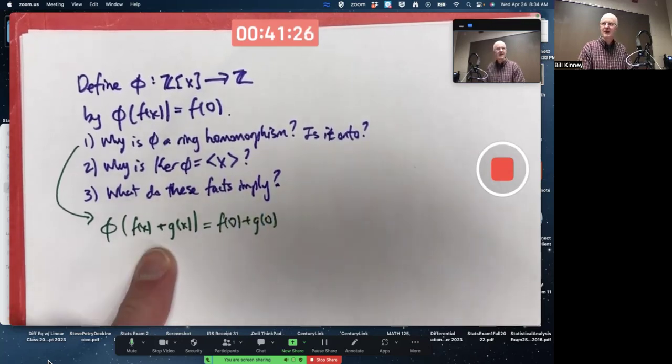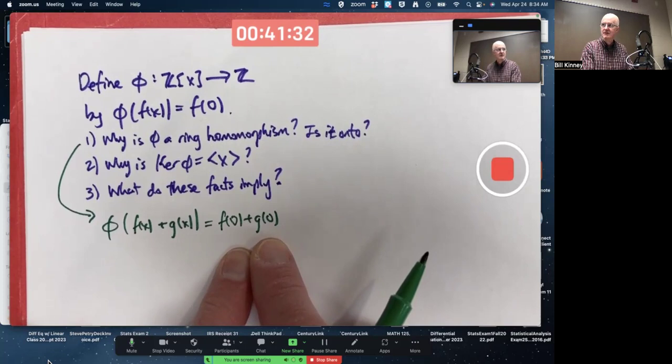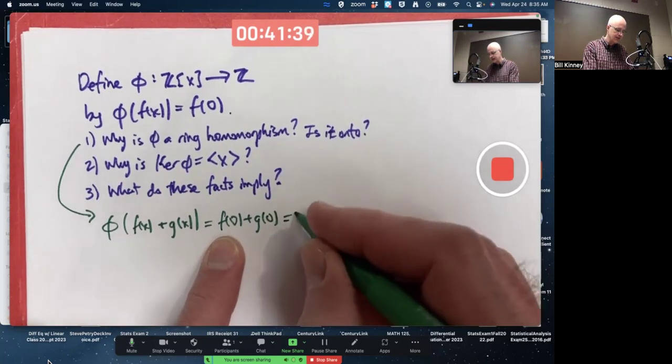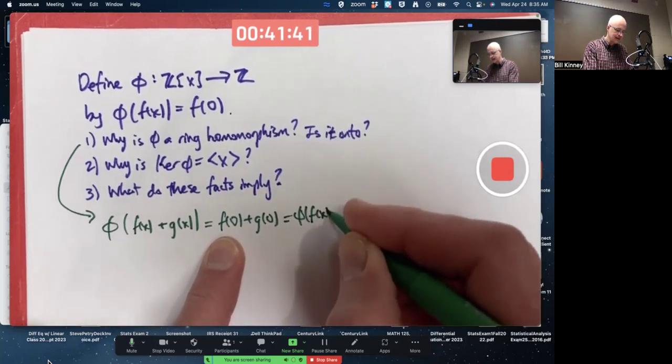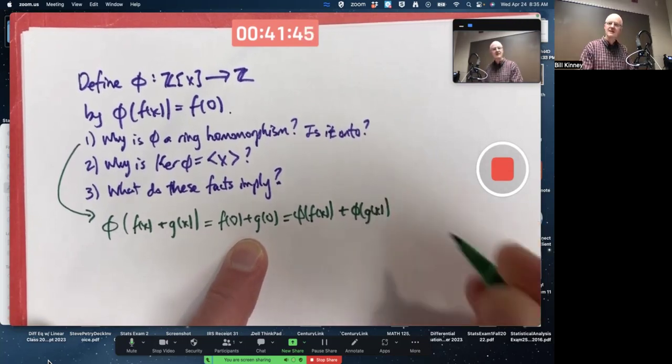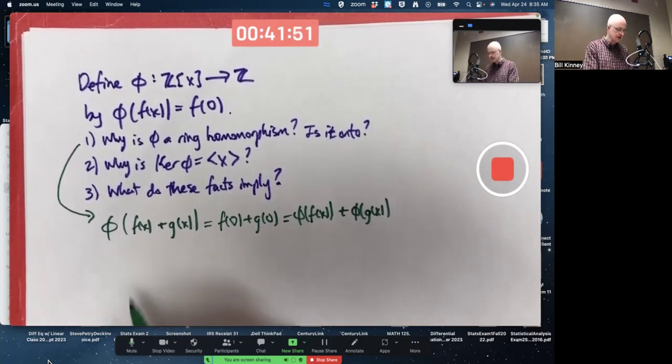By definition of the function f(x) plus g(x), what is that function? You add the values, you get f(0) plus g(0). But each of those things individually are function values at 0. The first one being phi of f(x), the second one being phi of g(x). Not much to say there.